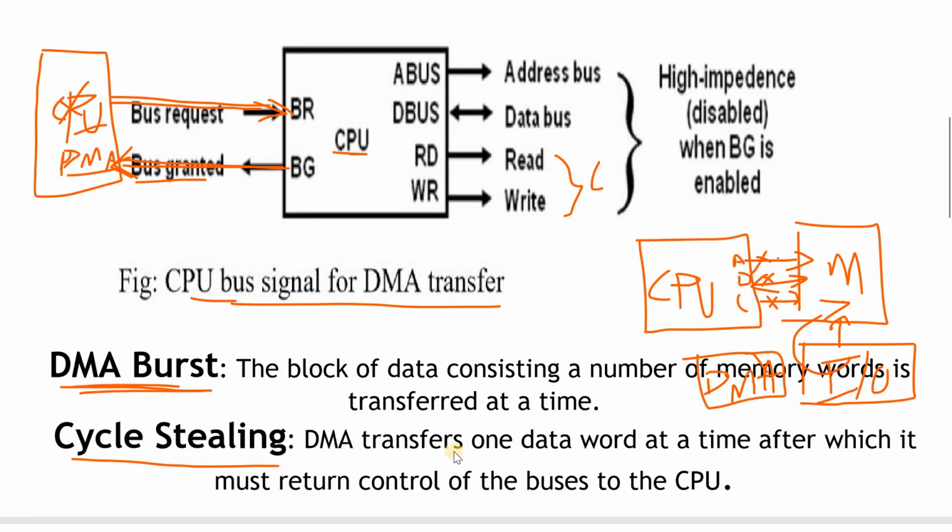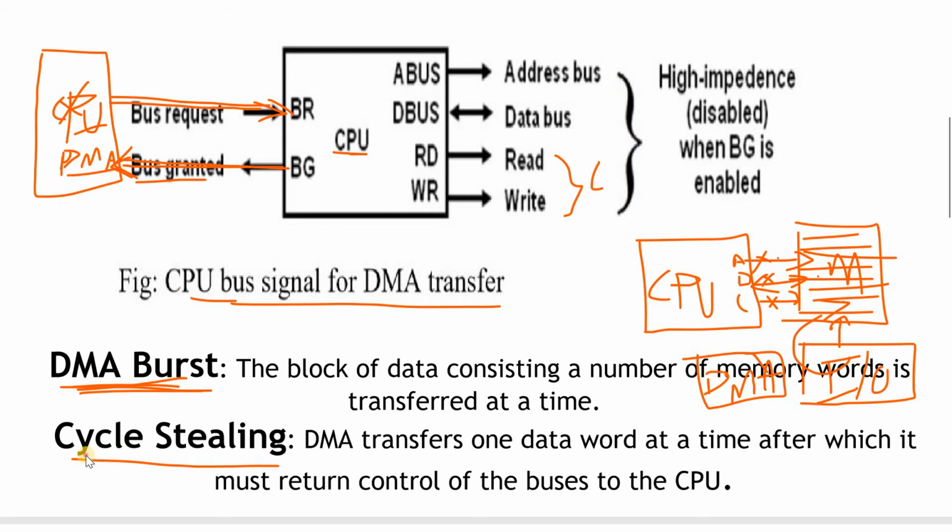Cycle stealing means the DMA transfers one data word at a time, after which it must return control of the buses to the CPU. Memory has a limited number of locations, which depends on the address decoder, so these locations are countable. Depending on the location size, if all the data is transferred to memory at a time, that is called DMA burst. If you transfer one byte at a time, that is called cycle stealing.